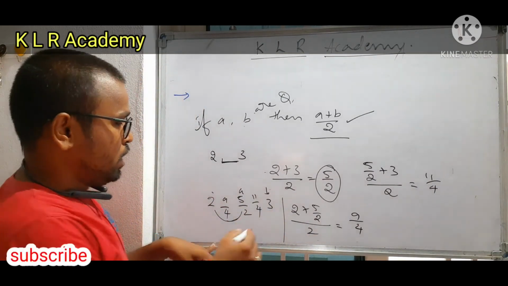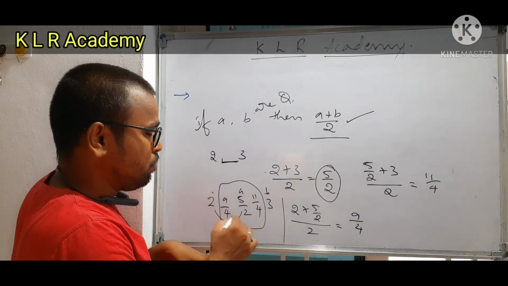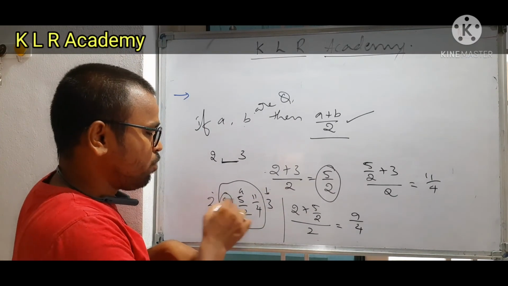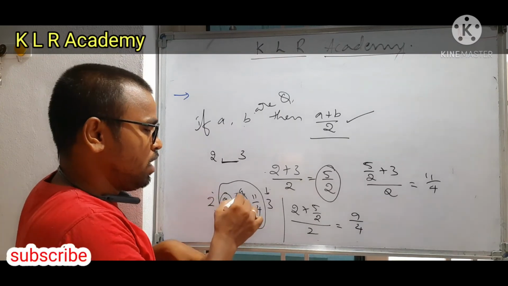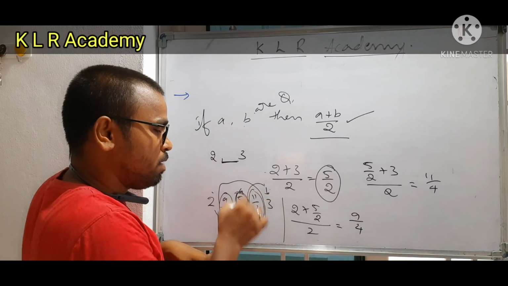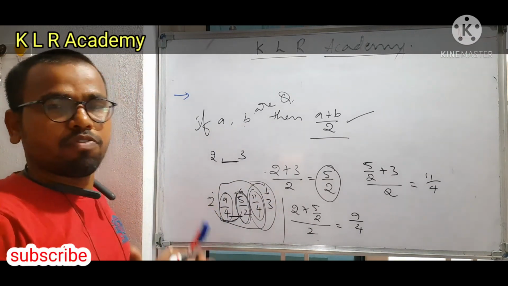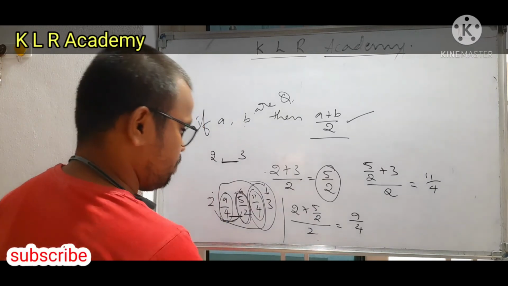So here you found 3 rational numbers between 2 and 3, and similarly you can find rational numbers between 9/4 and 5/2, between 5/2 and 11/4, and between 11/4 and 3 also. So like that you can find infinite rational numbers. Clear?